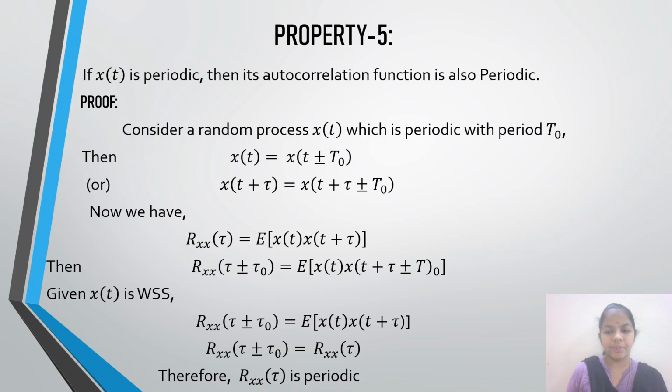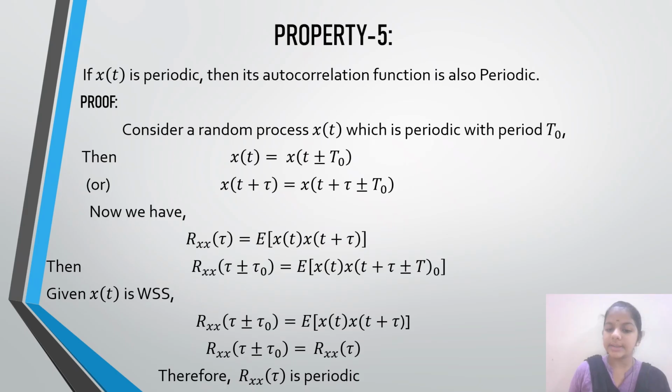Hence proved. Property number 5: if x(t) is periodic, then its autocorrelation function is also periodic. We need to prove that. Consider a random process x(t) which is periodic with period T0. Then x(t) = x(t ± T0), or x(t + τ) = x(t + τ ± T0).